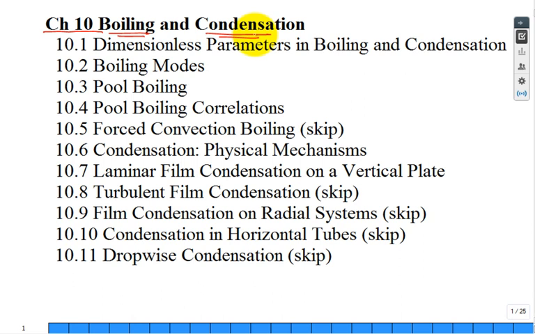Guess what's happening inside the evaporator? It's changing phase, like boiling. And do you have a condenser? Sure, you have a condenser. So there's a lot of systems. Any refrigeration system has this phase change from liquid to vapor, vapor back to liquid. Okay, so it's a long chapter.